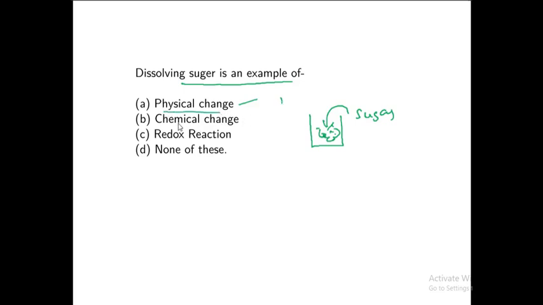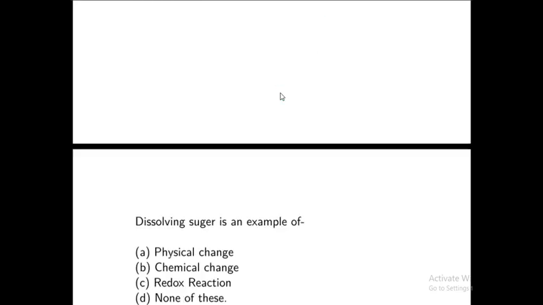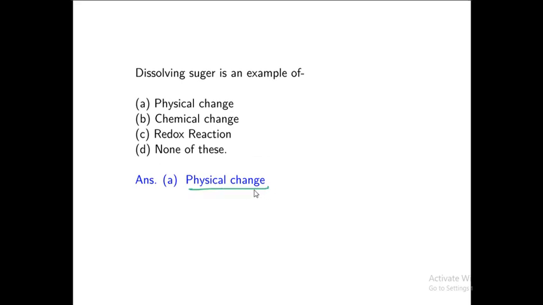Chemical change is nothing but when a substance changes internally, that is nothing but chemically, then it is known as a chemical change. Okay, so dissolving sugar is which kind of reaction? So it is a physical change.